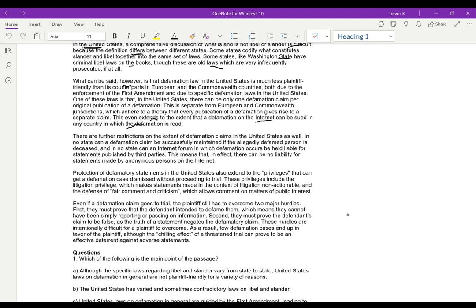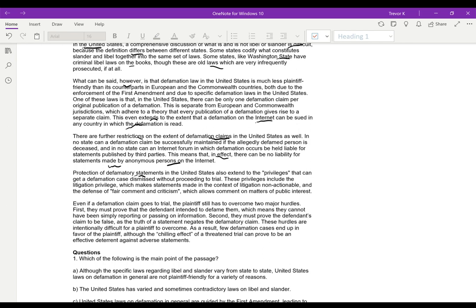All right. There are further restrictions on the extent of defamation claims in the United States as well. This means that, in effect, there can be no liability for statements made by anonymous persons on the internet. So here we get a further elaboration on how defamation claims are restricted in the United States, and we're getting more specific examples, including apparently no liability for statements made by anonymous persons on the internet.